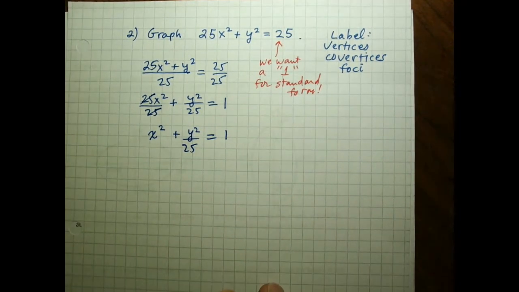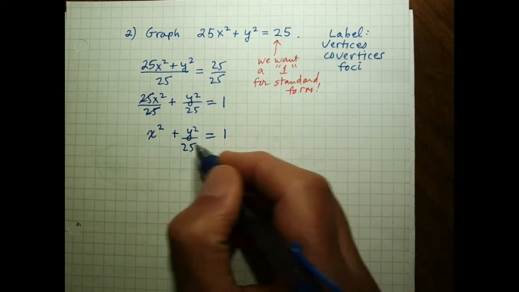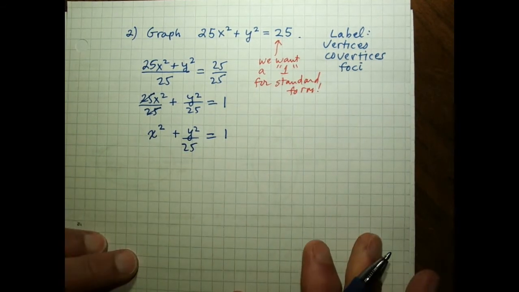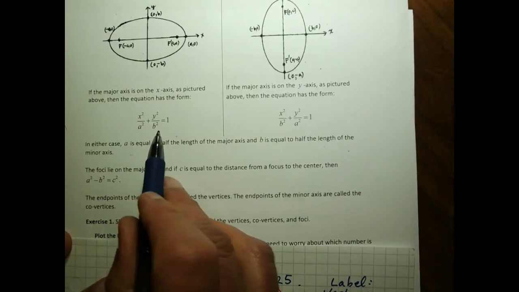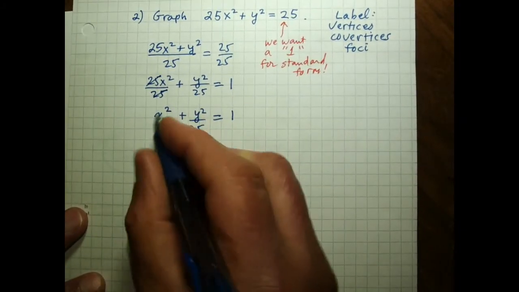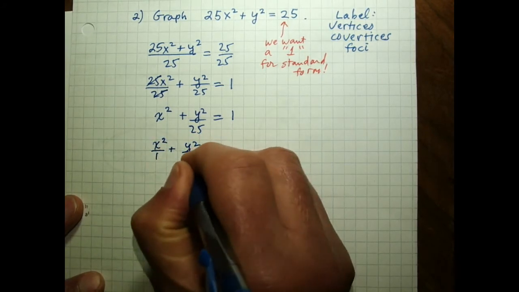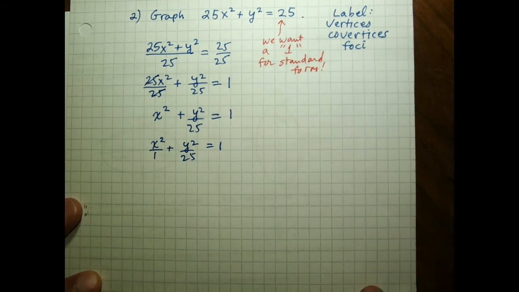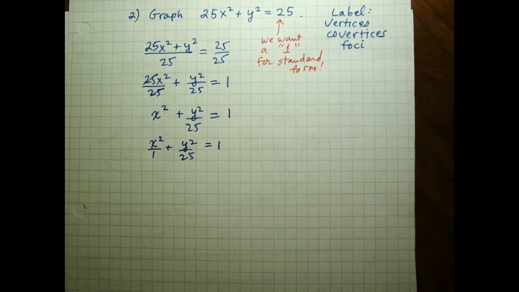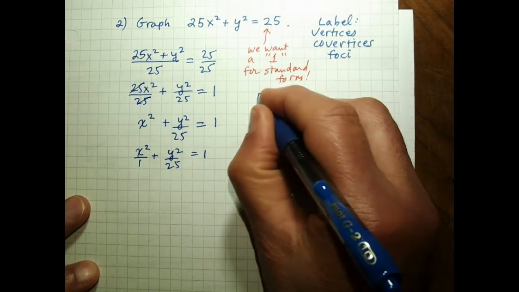equals 1. Okay. Now, if you're saying, well, wait a minute, aren't we supposed to have one fraction plus another fraction equals 1 in those standard forms, right, that we've seen here and here? Well, this x squared that occurs all by itself, we can just think of that as x squared over 1 plus y squared over 25 equals 1. So that is in our standard form. So let's go ahead and find the intercepts.